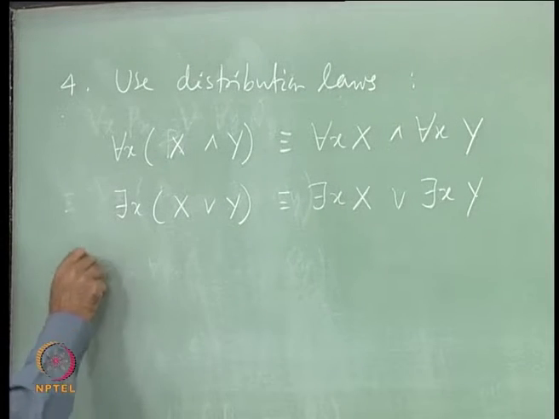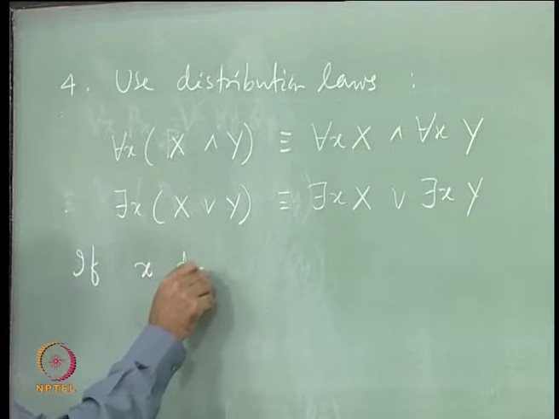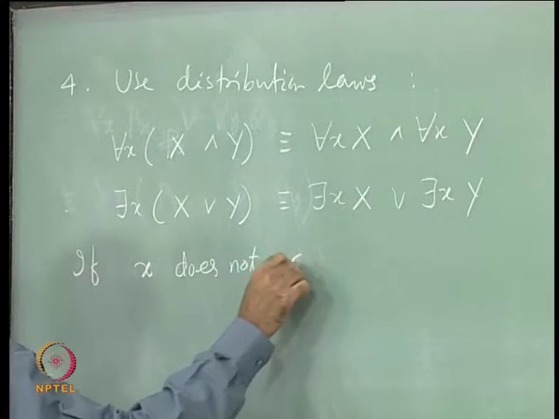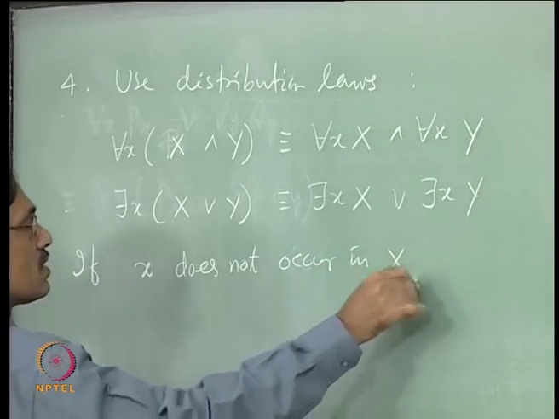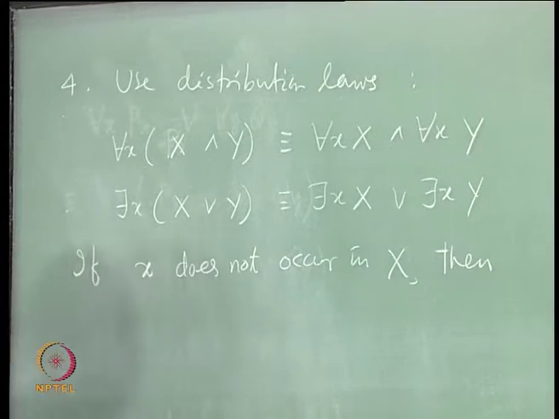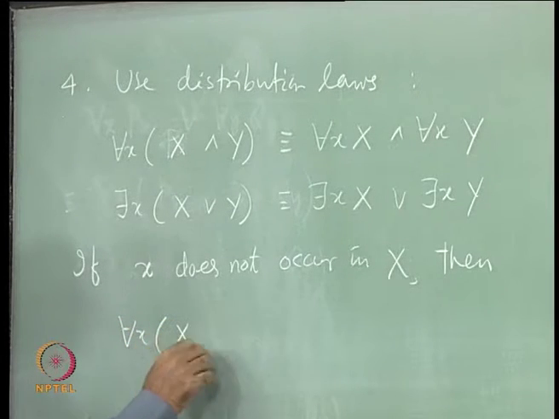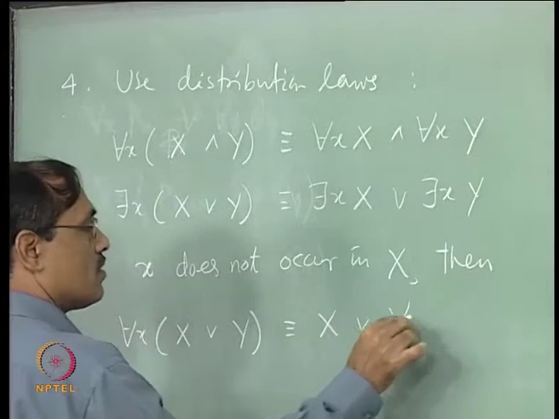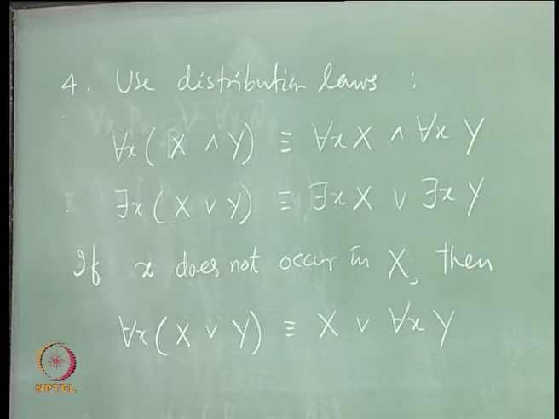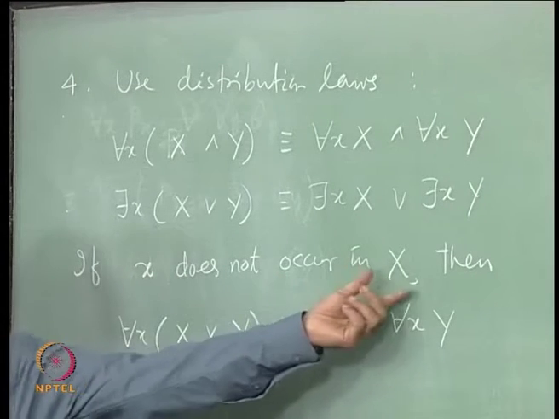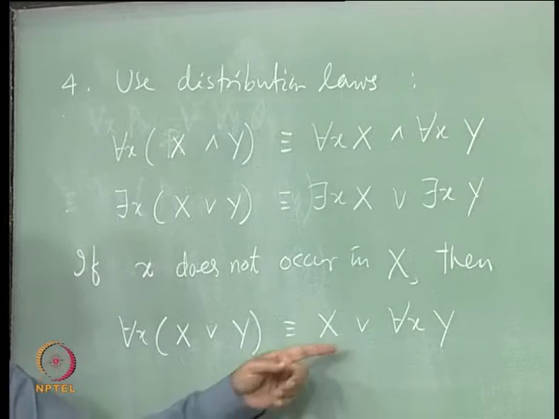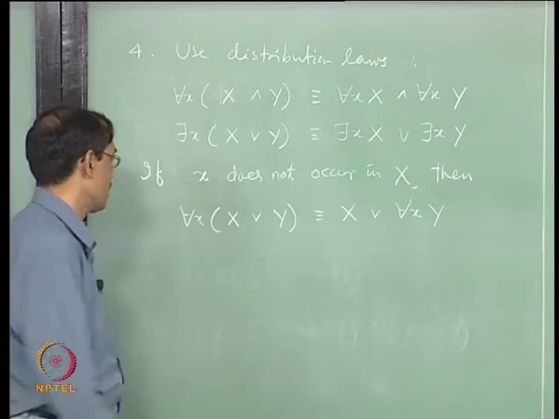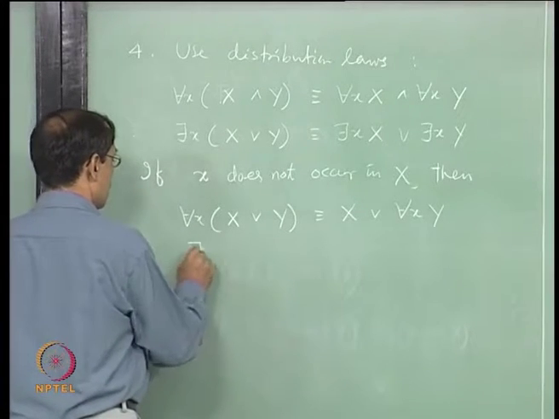So, you may say if x does not occur in X, then some more we can have, like for each x, X or y is equivalent to X or for each x y. Because this variable does not occur in capital X, there is no need to keep any quantifier there, that will be equivalent. Similarly, for and there is.